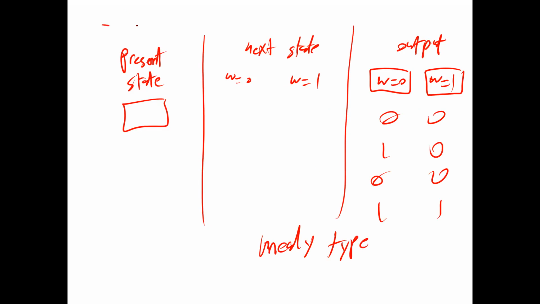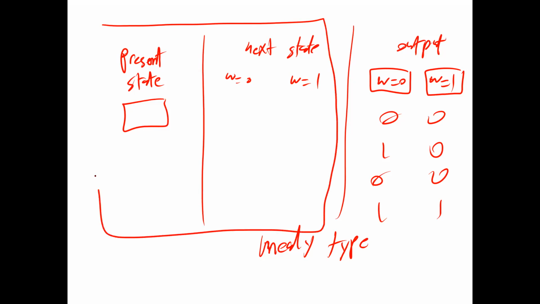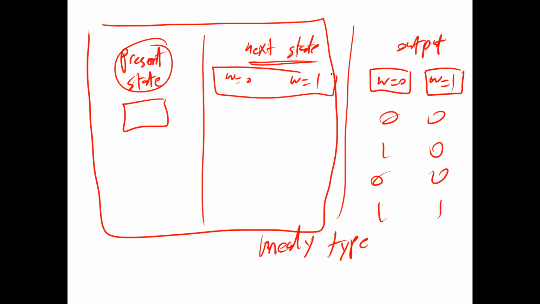These two are constant. In any state table that's going to be the same, because the next state always depends on the present state and the input. This is the next state. The output is what determines if this is a Mealy machine or a Moore type machine.